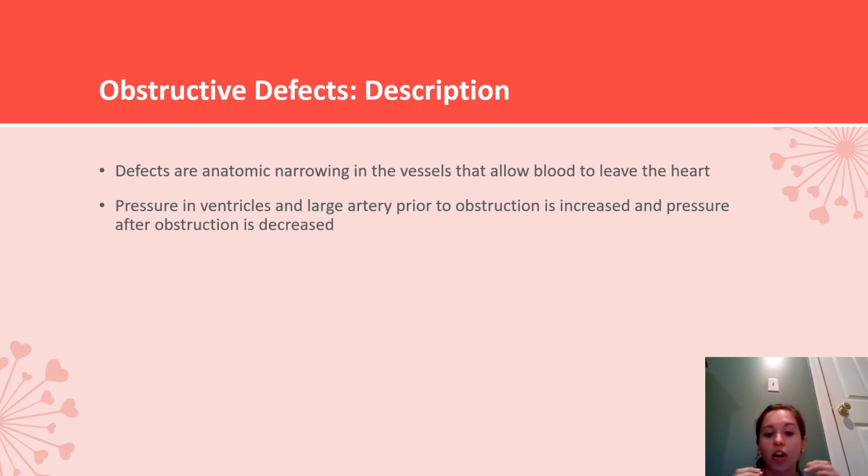So those vessels are narrowed in certain places, and so we're not able to push blood out into certain parts of the body like we normally would. And because that's happening, there's blood backing up into the left side of the heart, which then backs up into the lungs, which is called left-sided heart failure. And then over time, as the lungs get filled up with blood and fluid, eventually that fluid will then back up into the right side of the heart. So you can have both left and right sided heart failure with obstructive defects, but it starts at the left and then moves to the right.